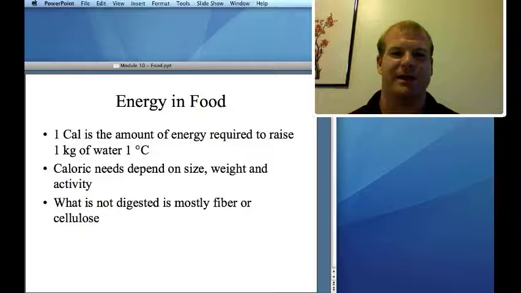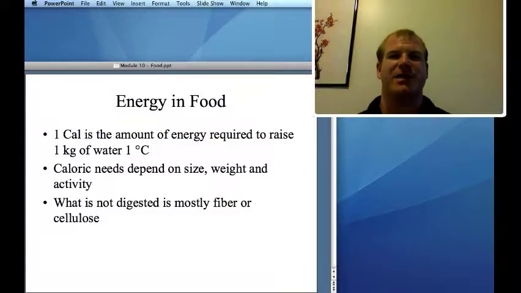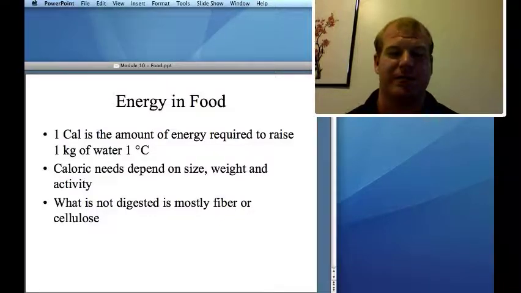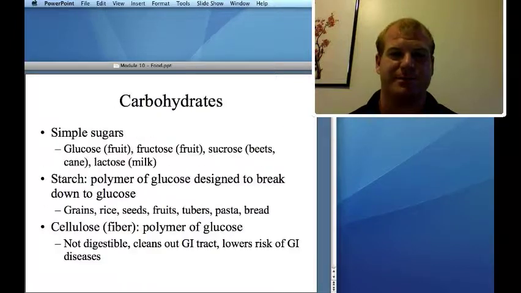A lowercase calorie is the amount of energy required to raise 1 gram of water 1 degree Celsius. But a nutritional calorie is the amount of energy that will raise a kilogram of water 1 degree Celsius. A person's individualized caloric intake will depend on that person's size, weight, and activity. And what is not digested? Not everything we eat is digested. That's mostly fiber or cellulose, which makes up a lot of cell walls.